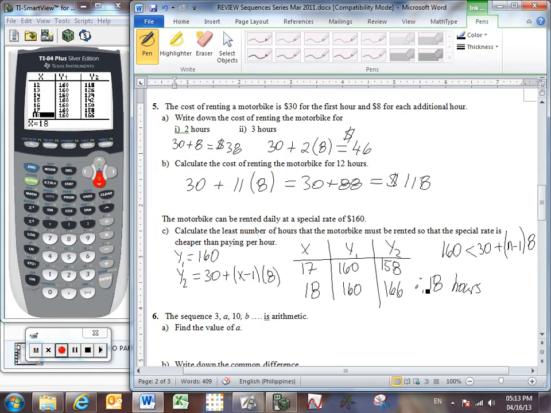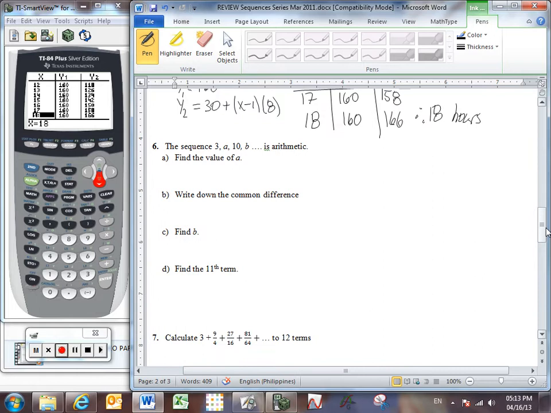Number 6, we've been given an arithmetic sequence. We need to find the value of a. Now, if it's arithmetic, we know that the differences are the same. So a minus 3 must be the same as 10 minus a. They must both equal the common difference if it is truly an arithmetic sequence.